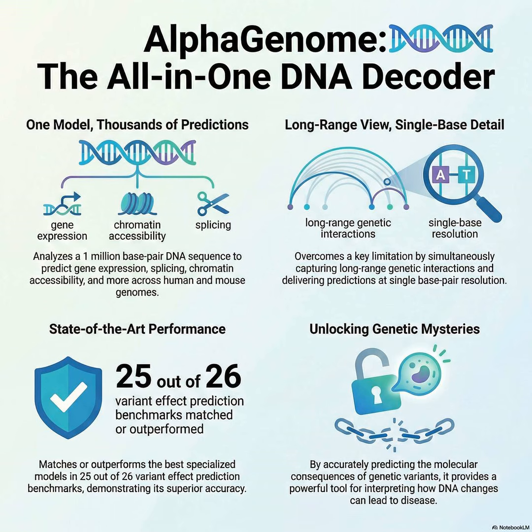And for a long time, that's been the struggle for scientists trying to read the regulatory code of our DNA. Right, but that trade-off might finally be over. And that's what we're digging into today. The new paper from Google DeepMind on AlphaGenome. Our mission is to understand how this model finally cracks that code without the sacrifice.